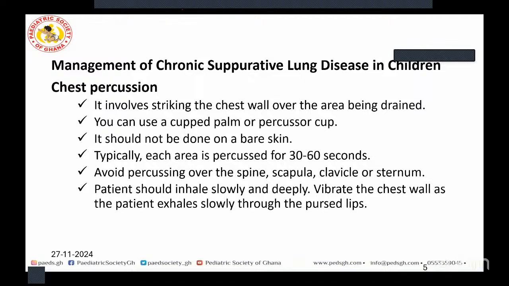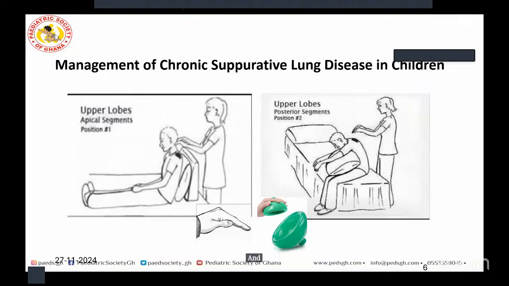It should be done on bare skin. Typically, you percuss each area for 30 to 60 seconds, and you avoid percussing the spine, the scapula, and the clavicle. Whilst you're doing it, the patient should inhale slowly and deeply. Vibrate the chest as the patient exhales slowly through pursed lips. And I have some pictures here to show. So if you are percussing the upper lobe, you let them sit like this.